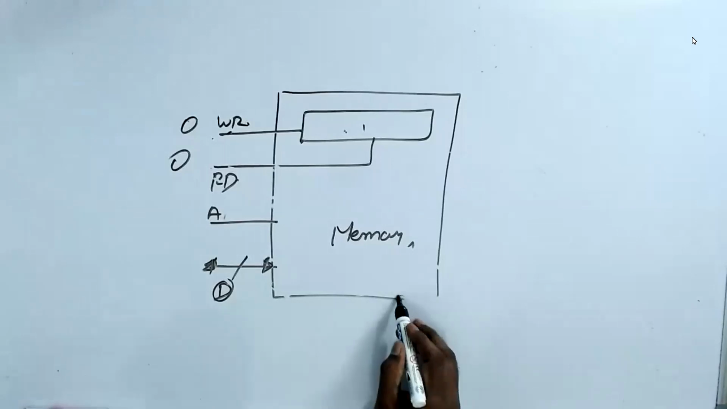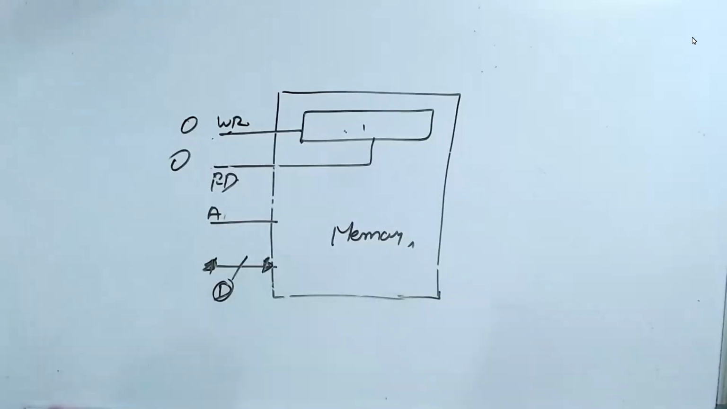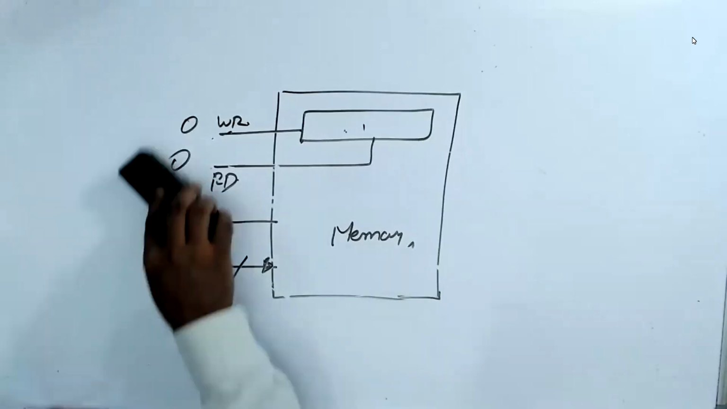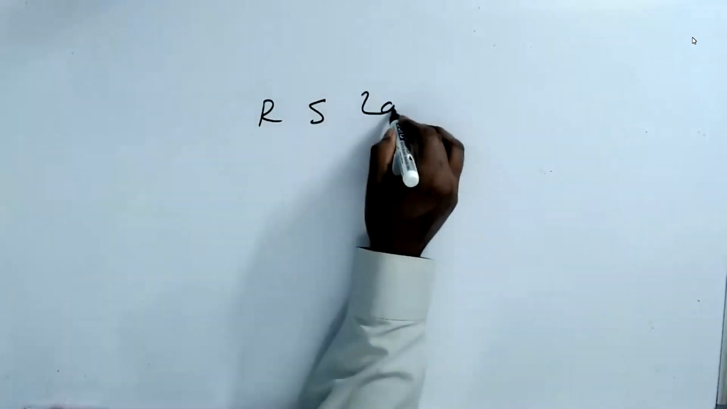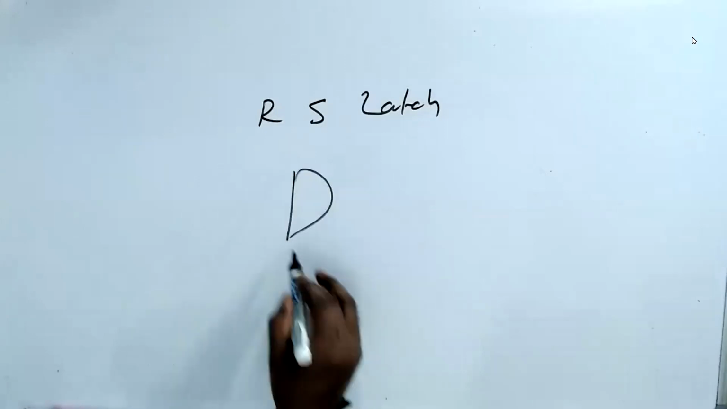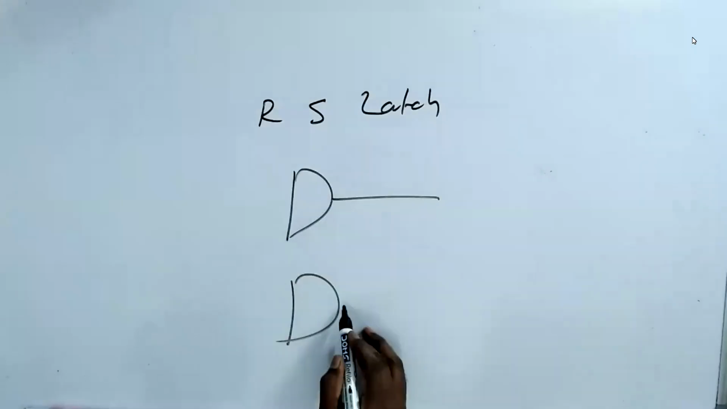But there's only one problem here. That problem is, these all start with what? These all start with the RS latch. You remember?